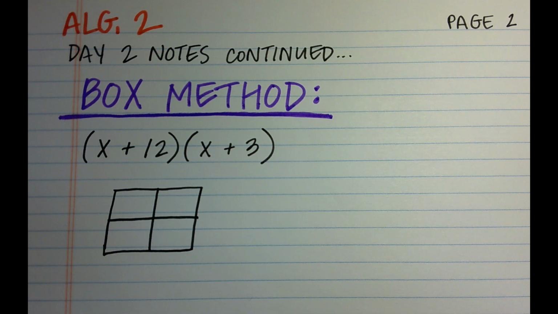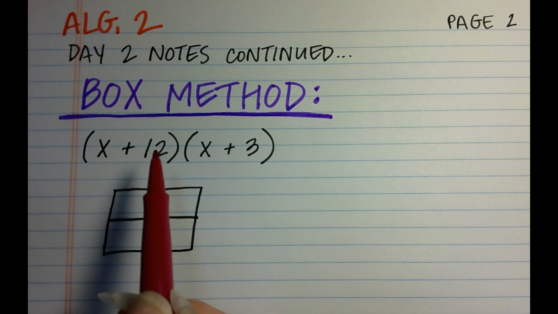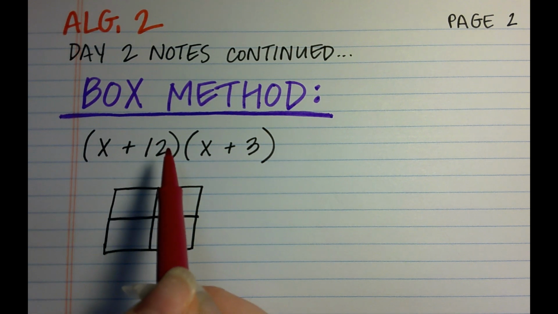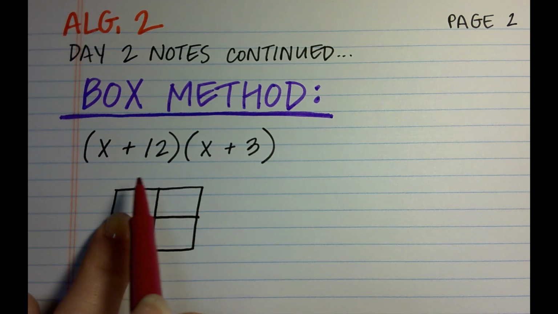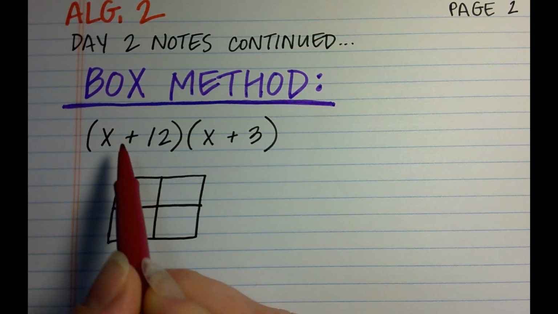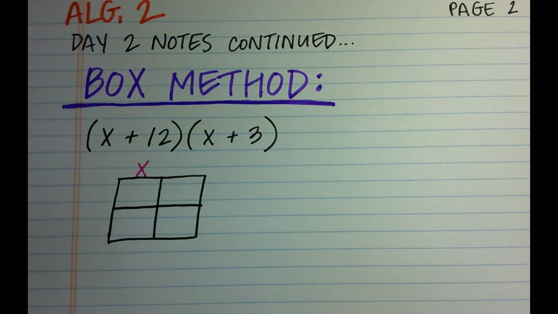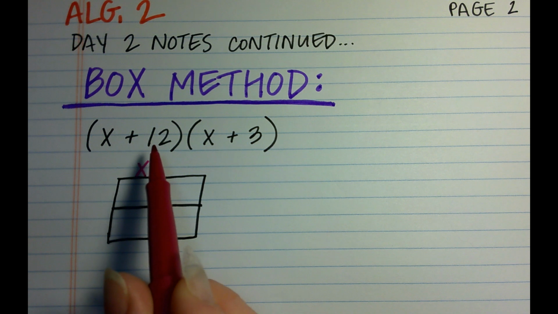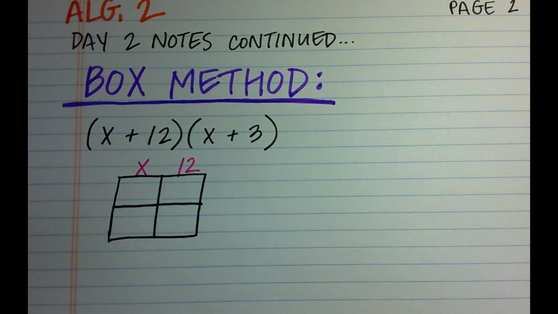Okay, so now we're going to use the box method to multiply these binomials. And here's how we do that. I'm going to start with my first binomial, x plus 12. I will take these two terms and write them over the top of each of the two boxes here. My first term is x, I'm going to write x right here. My next term is 12, we're going to put 12 right here.